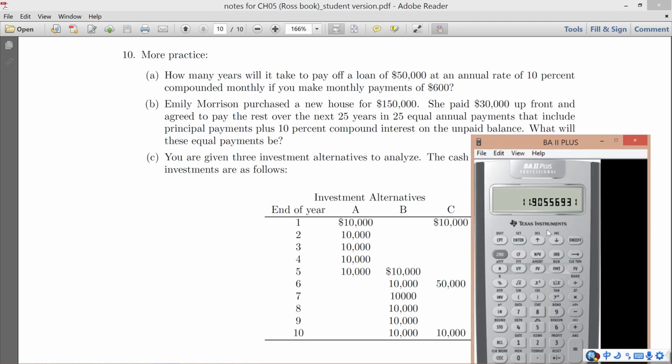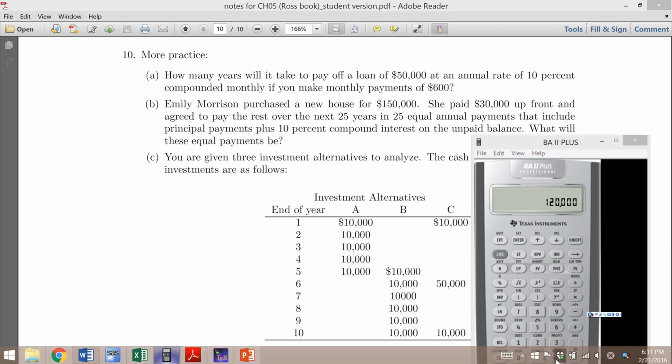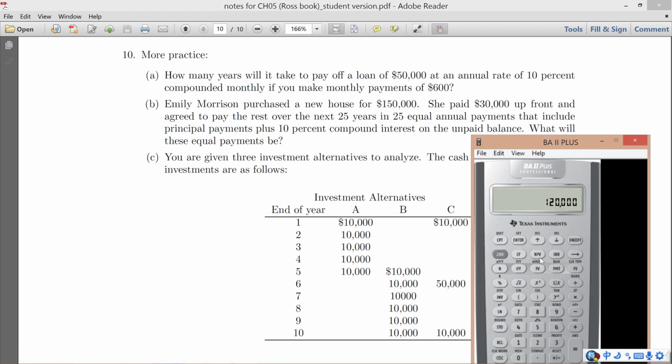In this one, we're asking for the payment. So clear the memory. N is the number of periods, 25. I/Y is the interest rate, 10. Everything is annual, so there's no conversion. PV is 120,000. Payment is something we don't know yet, and FV is additional cash flow towards the end, so 0. Compute payment. So every year she needs to pay $13,220.